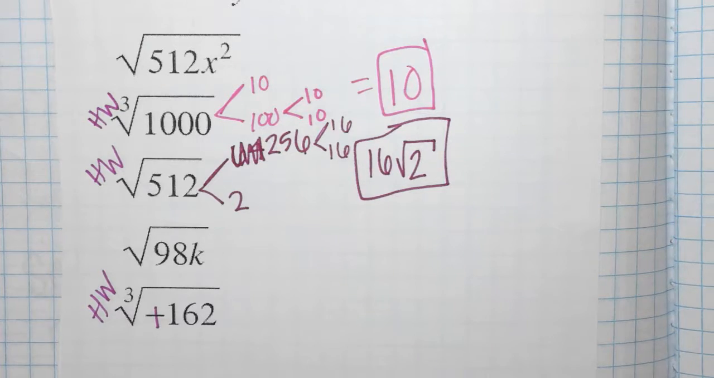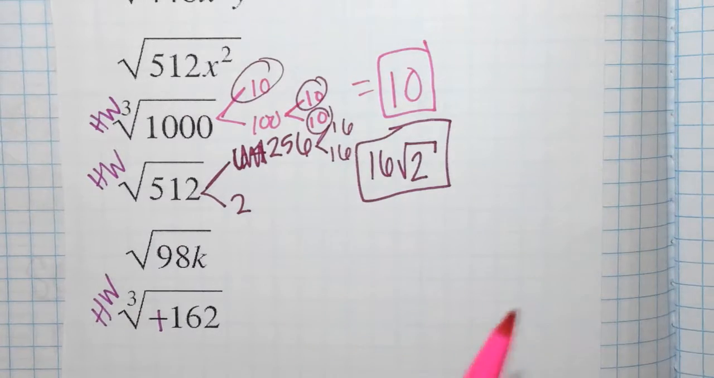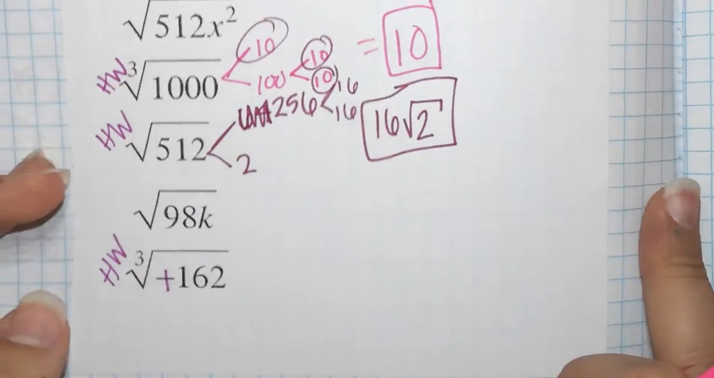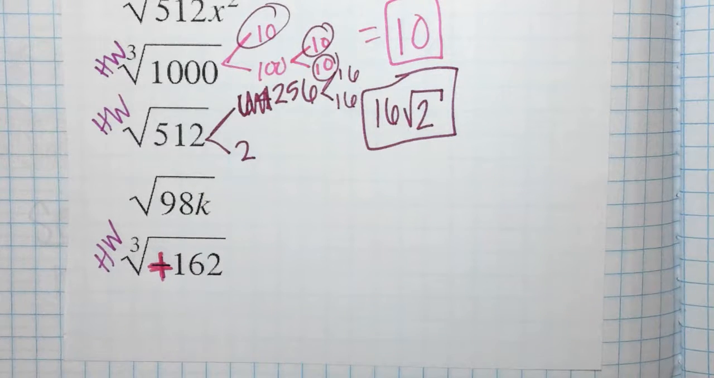Does everybody see how we got that answer? 1, 2, 3. All right, what about 162? And remember we changed it to a positive. What's the biggest number that goes into 162?